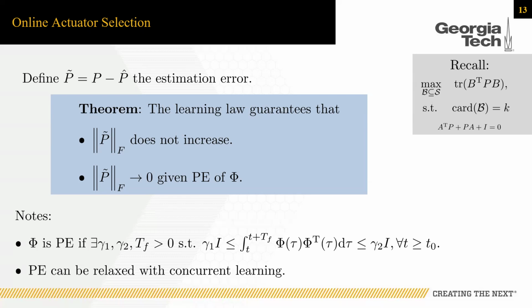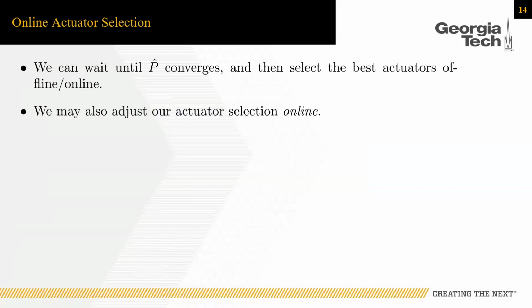You can't guarantee it always, but people have worked by relaxing this condition with something called concurrent learning, where instead of saying that in the future I will guarantee my system is excited, I use some data from before. It's like experience replay. Then I have this data, and I don't have to guarantee that in the future my signals will be excited, okay? But yes, there are many variants of this one.